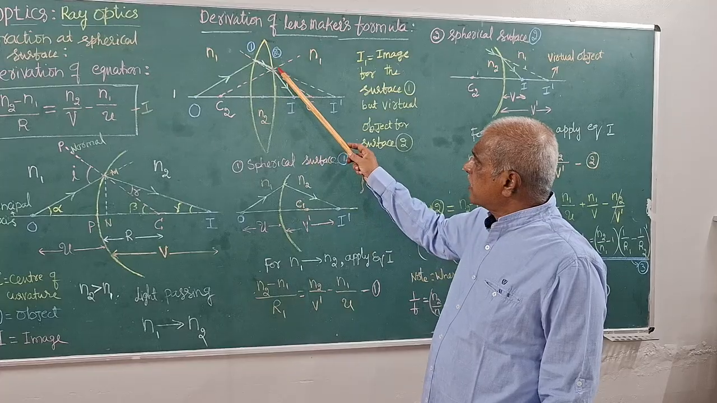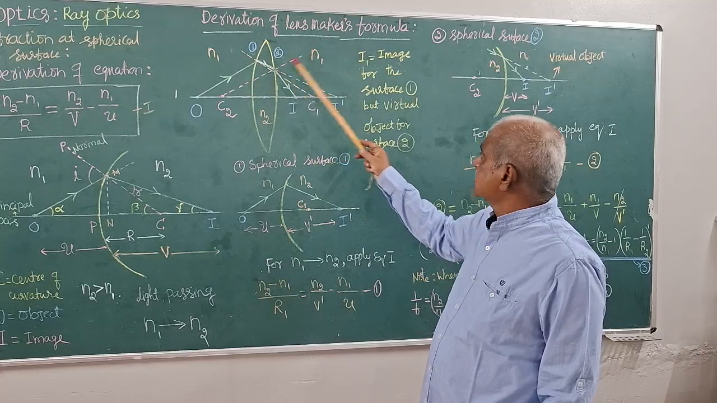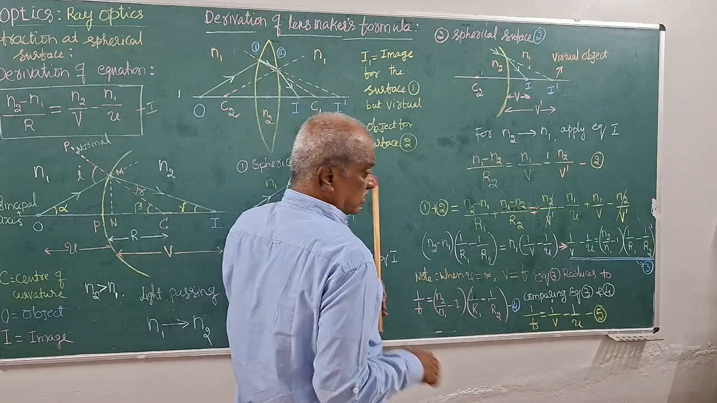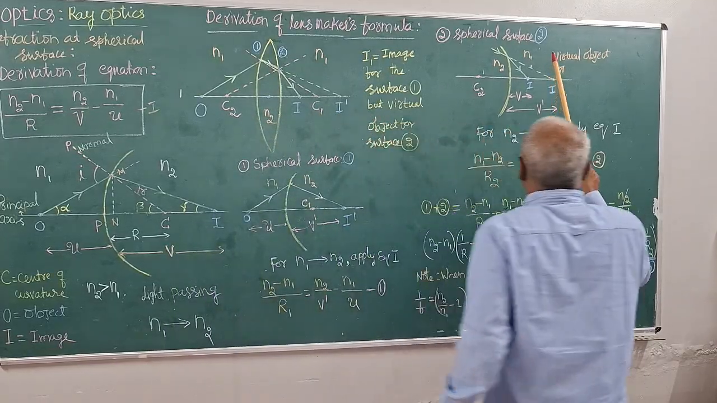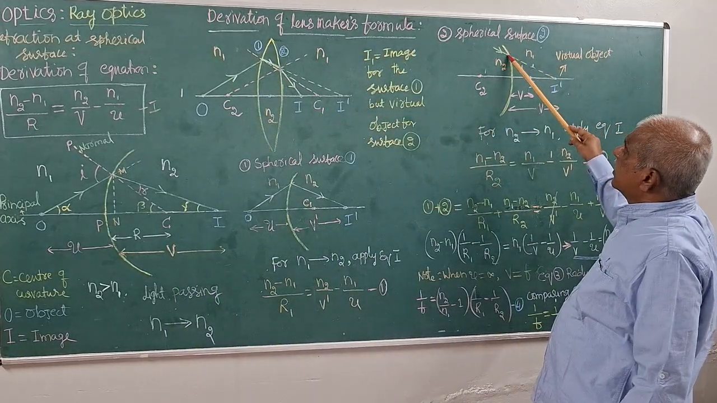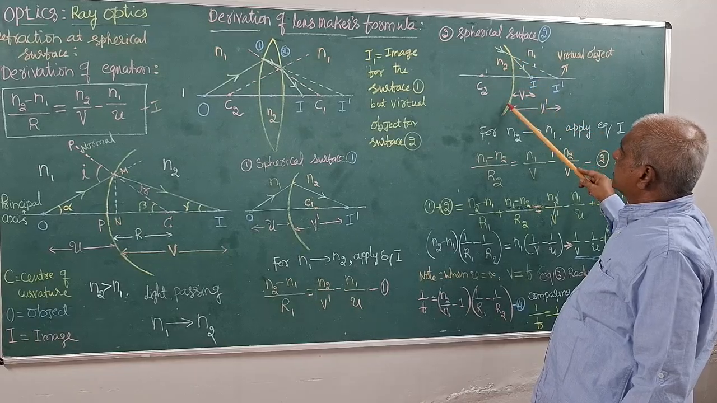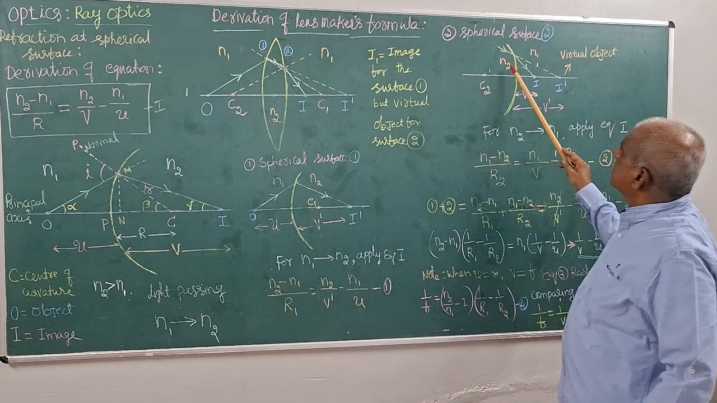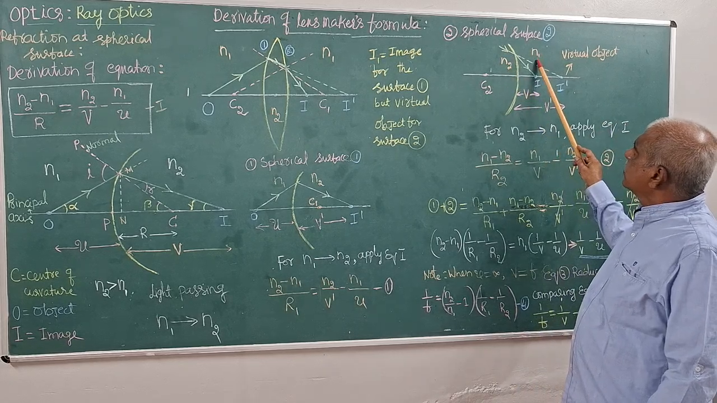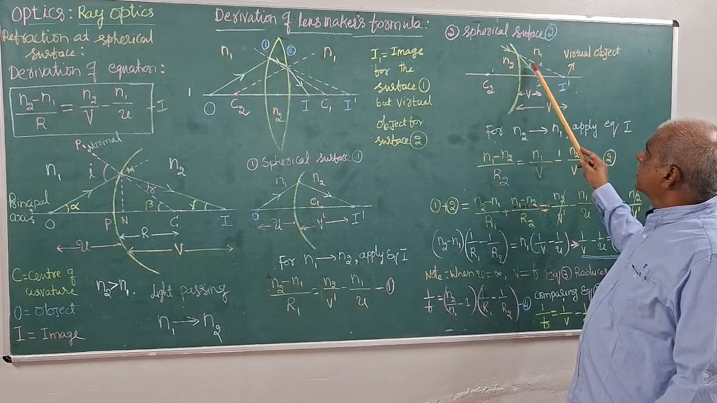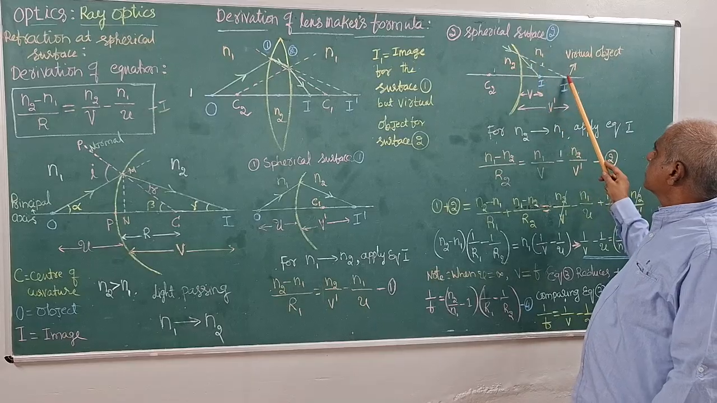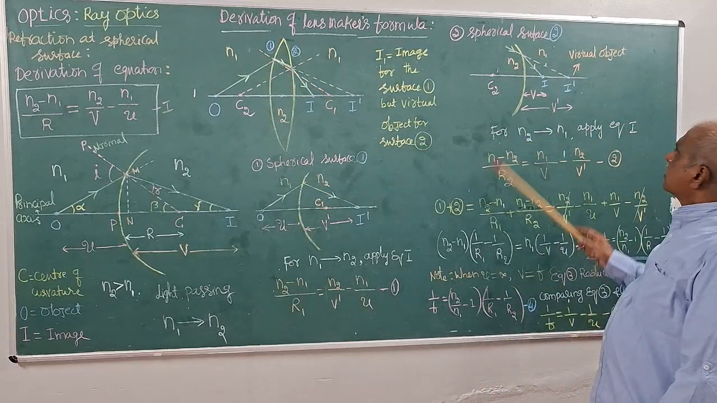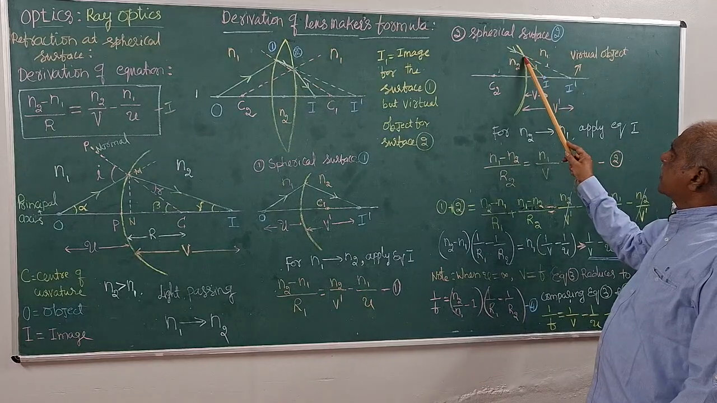What would be the refraction at another surface? At this surface. I am drawing this one separately, the same diagram with the spherical surface. At this point of refraction, the refractive index is N2 on one side and N1 on the other. This is the direction I told you. This is the image due to this refraction.